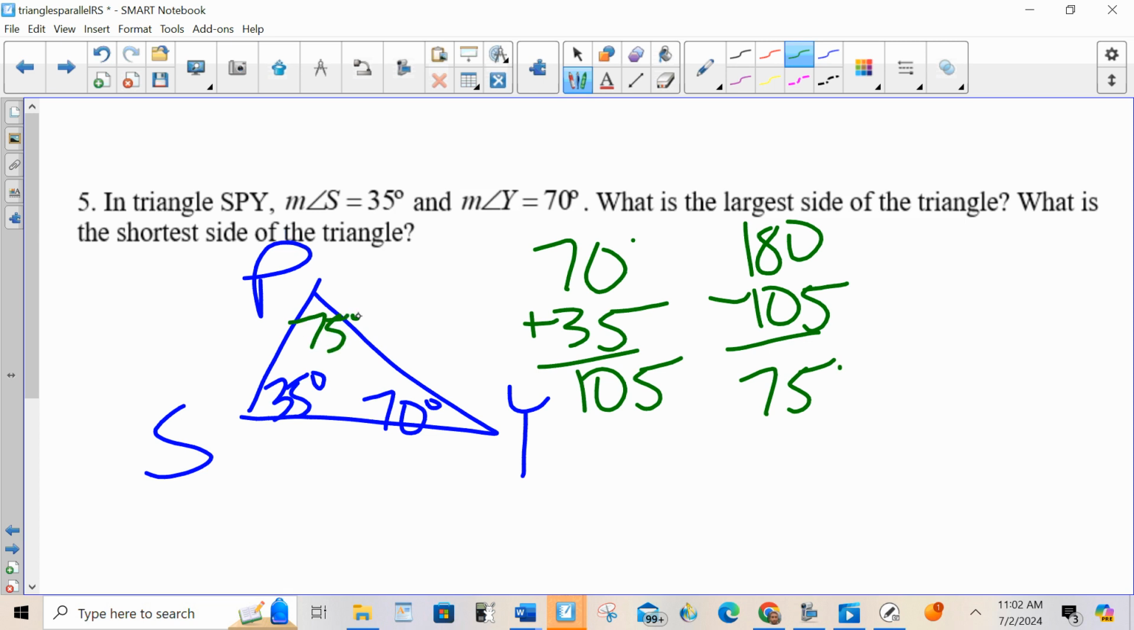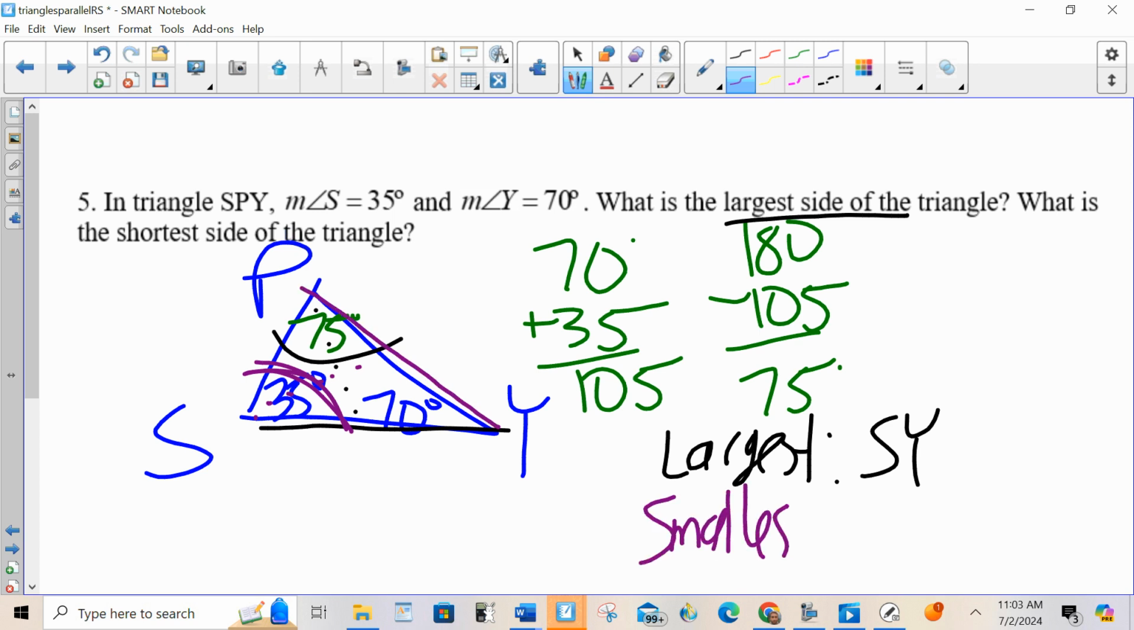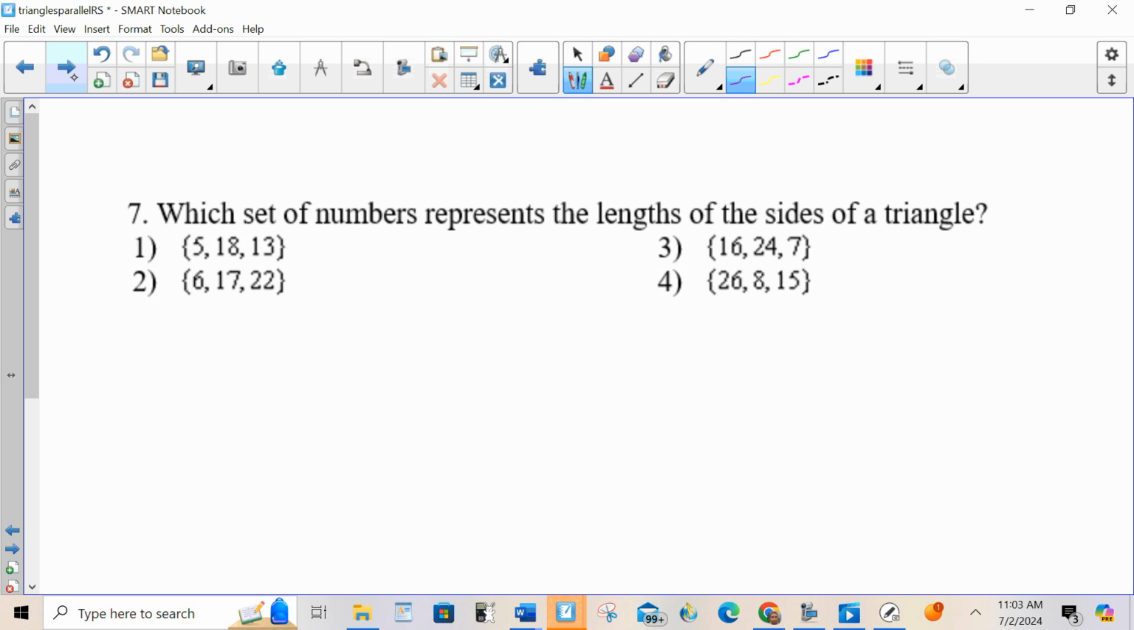Now that I have all three angles, well, to find the largest side, it is opposite the largest angle. So my largest is going to be SY. It's also asking for the shortest side. Well, the smallest angle is the 35. So the smallest side is PY. I think it goes without saying that it's not drawn to scale, so you're looking at the numbers that you put in at each angle. The largest side is opposite the largest angle, the smallest side is opposite the smallest angle.